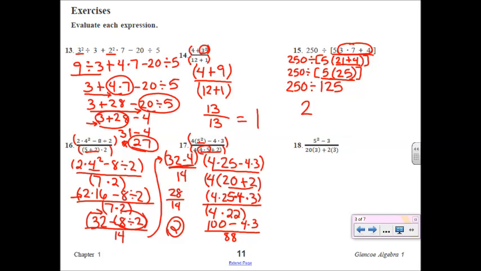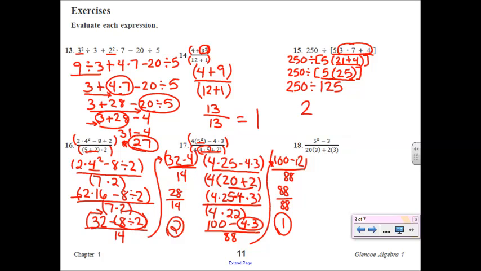Then the next multiplication or division is 4 times 3. So 4 times 3 is 12, so I have 100 minus 12 over 88. And when I do 100 minus 12, I get 88 over 88. 88 divided by 88 is 1.